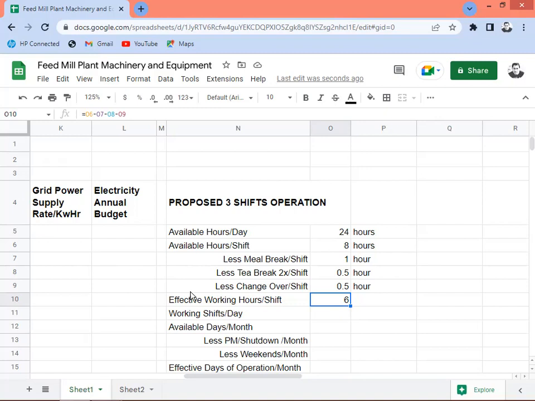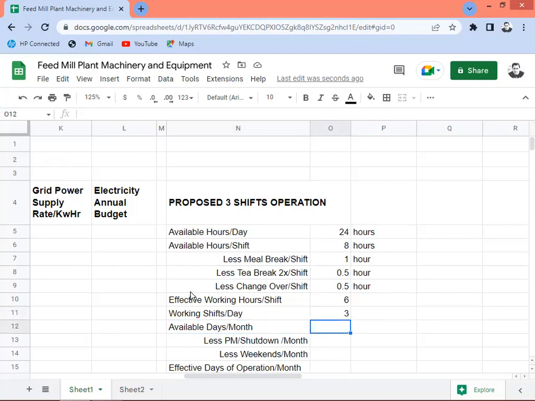So the next one would be working shifts per day, which is 3 shifts. It could be from 6 in the morning, the first shift would be 6 in the morning to 2 o'clock in the afternoon. Then the next shift would be 2 o'clock in the afternoon to 10 o'clock in the evening. And then the third and last shift would be 10 o'clock in the evening to 6 o'clock in the morning. So that would be 3 shifts total.